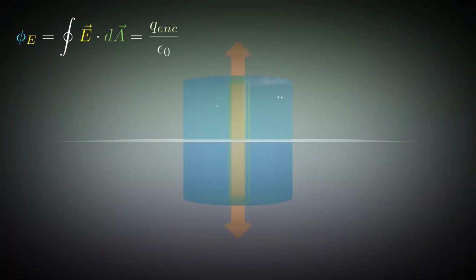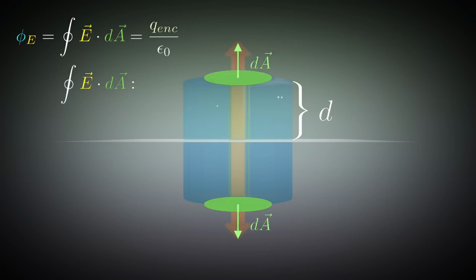Now we're going to go ahead and start solving the left side. Since we're at a constant distance from the charge along the cylinder, and the electric field is always perpendicular to the surface of the cylinder, this integral simplifies to E times A, where A is the area of both the top and the bottom circle. So we get 2 pi r squared with the E out front.